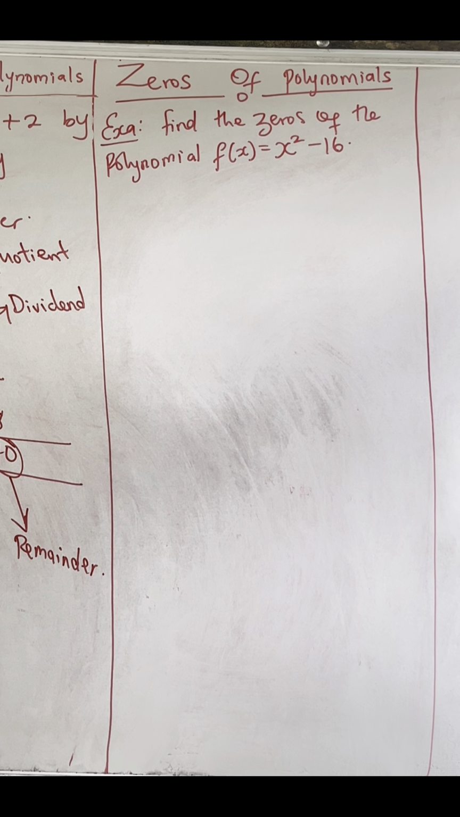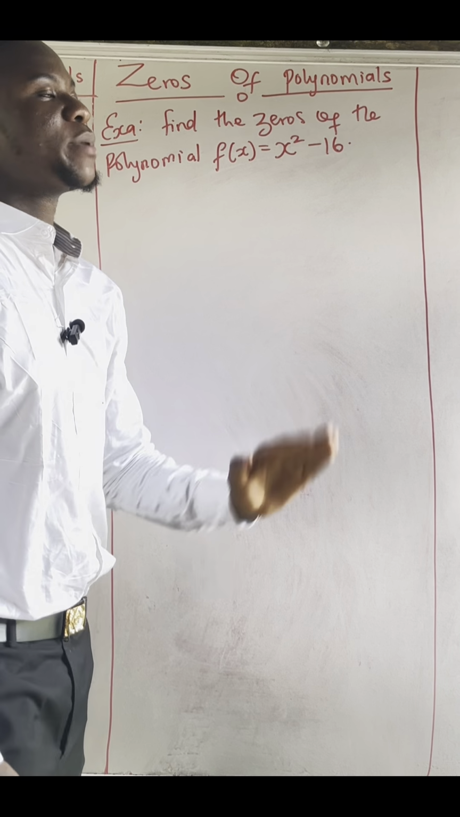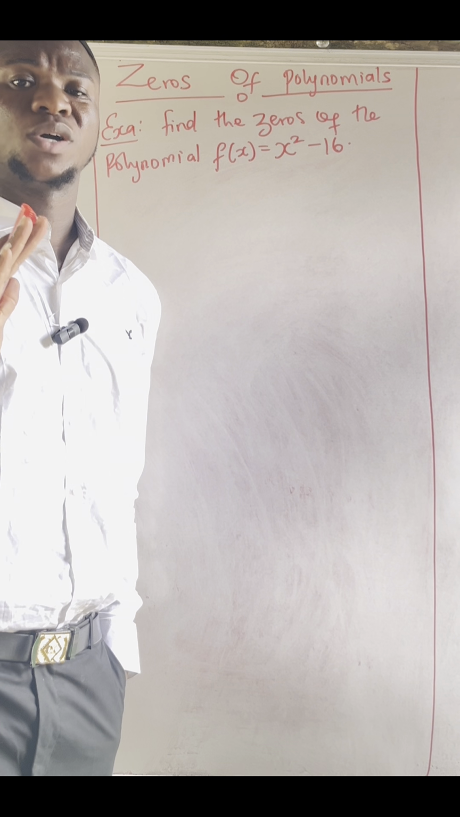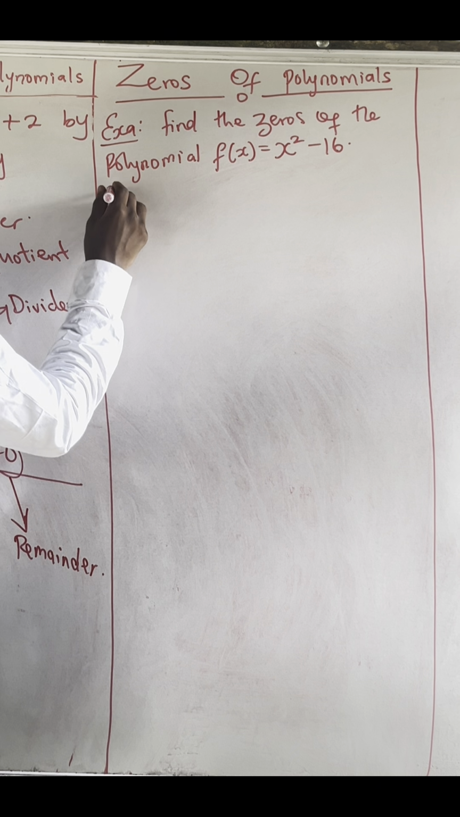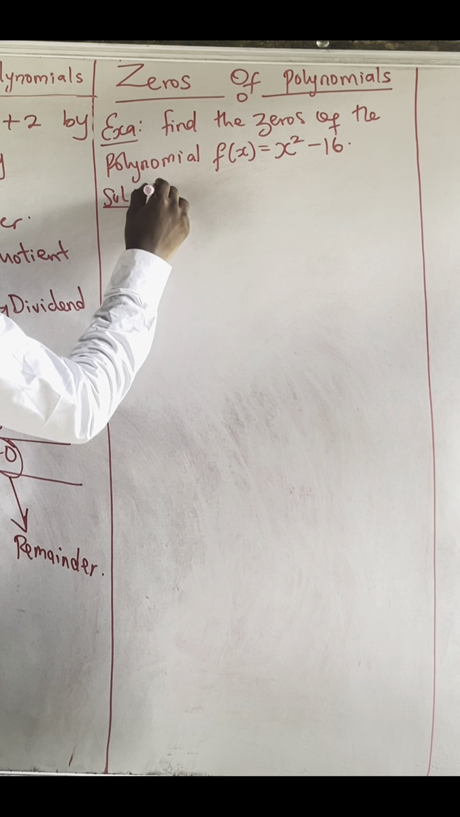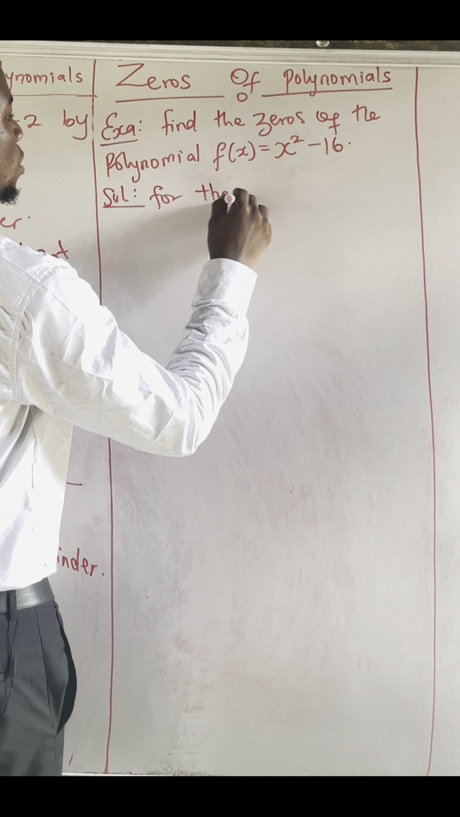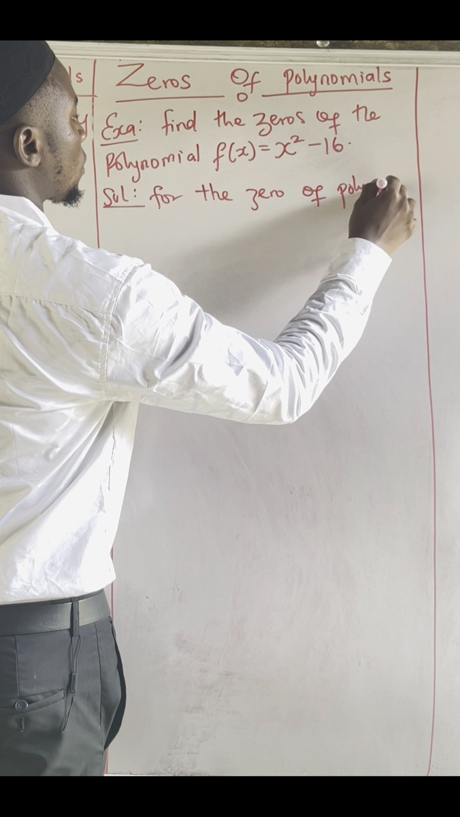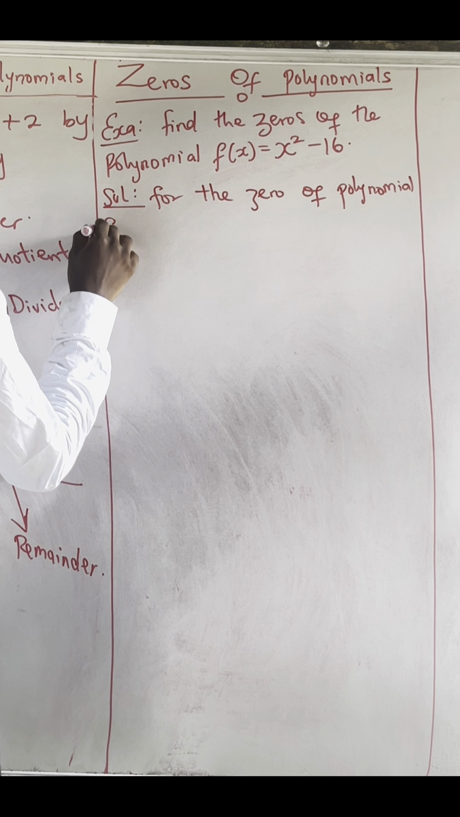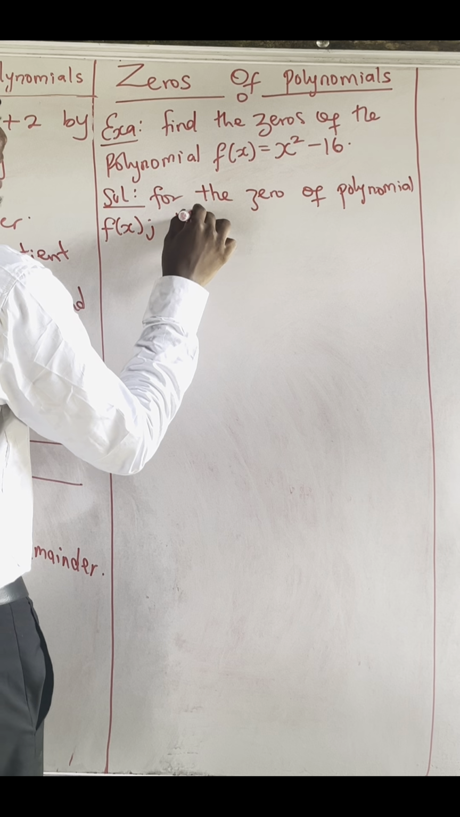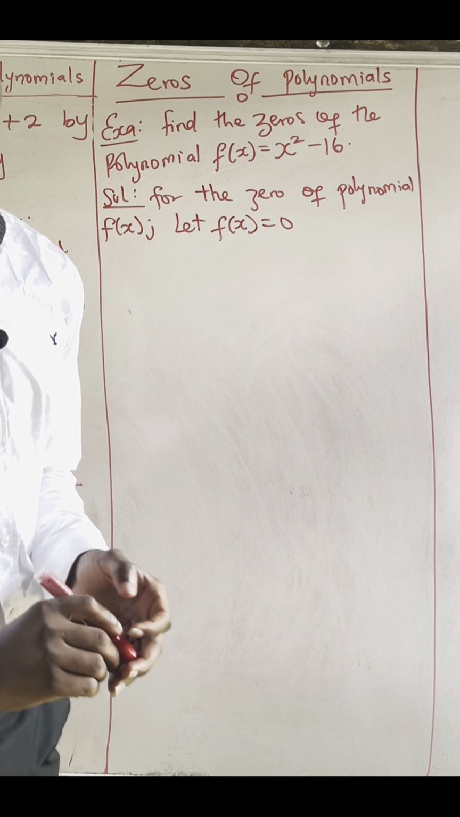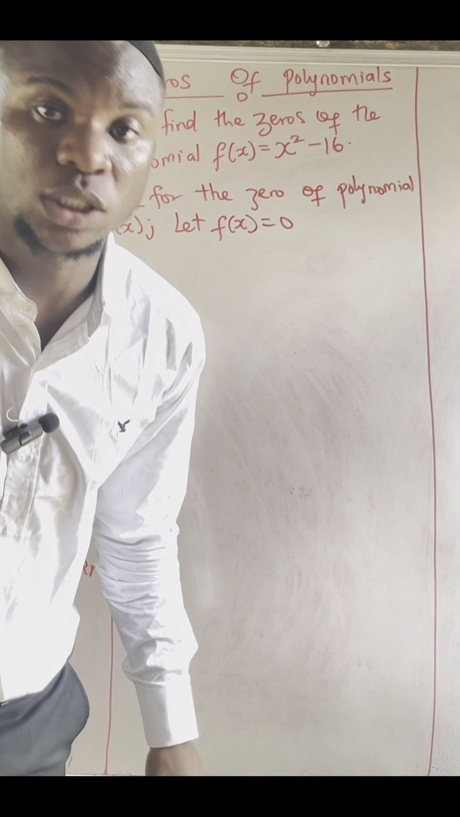So, guys, in this example, the question is: find the zeros of the polynomial. Whenever a question asks you to look for the zeros of the polynomial, you don't need to disturb yourself. We just write solution for the zero of polynomial f of x. Let f of x equal 0. Whenever you're looking for the zeros of the polynomial, just equate the equation to 0.